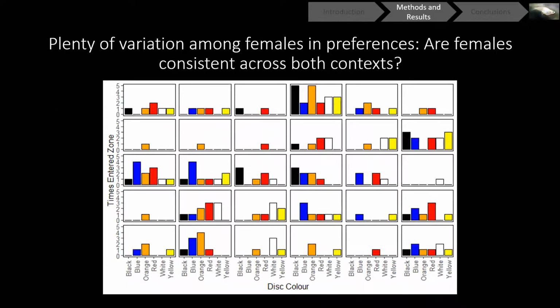But when looking across all of these trials, these are some of the individual level results from the disc trials, and you can see there's a lot of between female variation in color response. So there's a lot of variation in female preferences. Now I wanted to ask if females were consistent individually across these two different behavioral contexts.